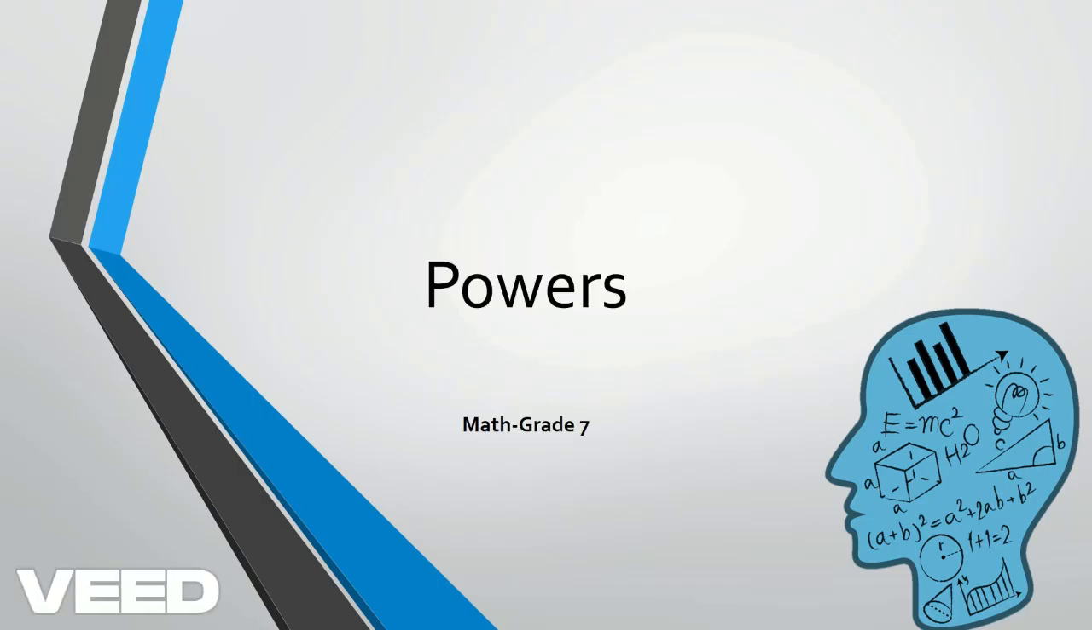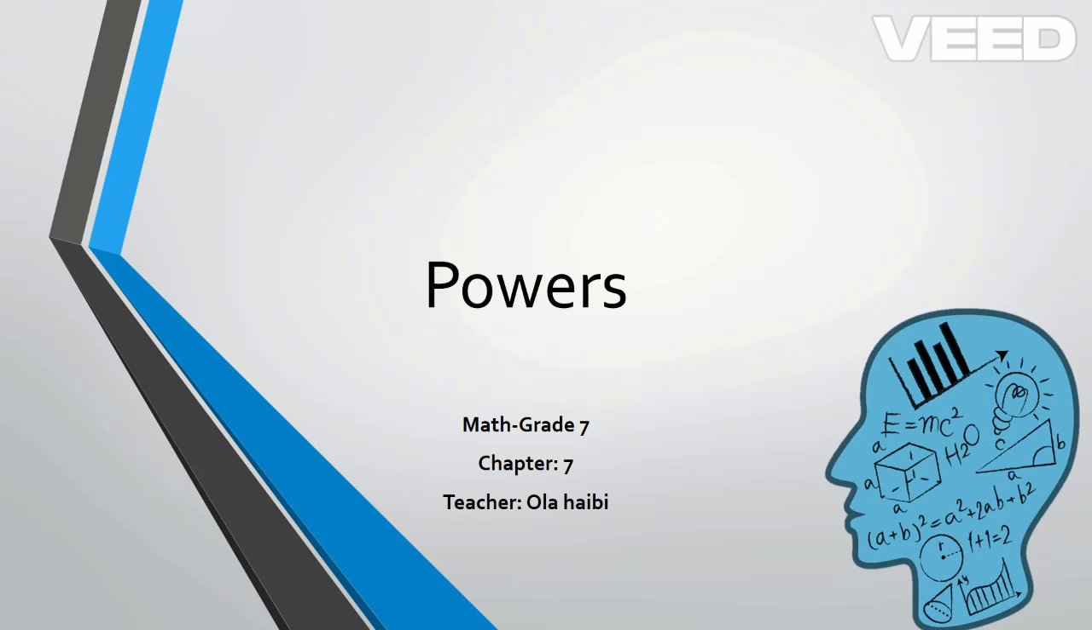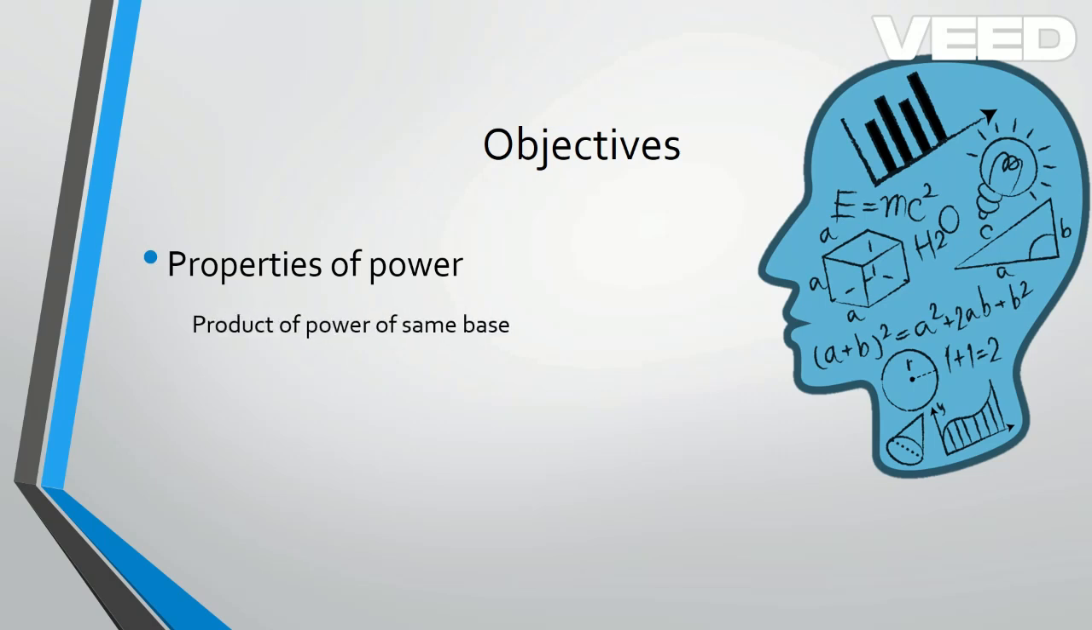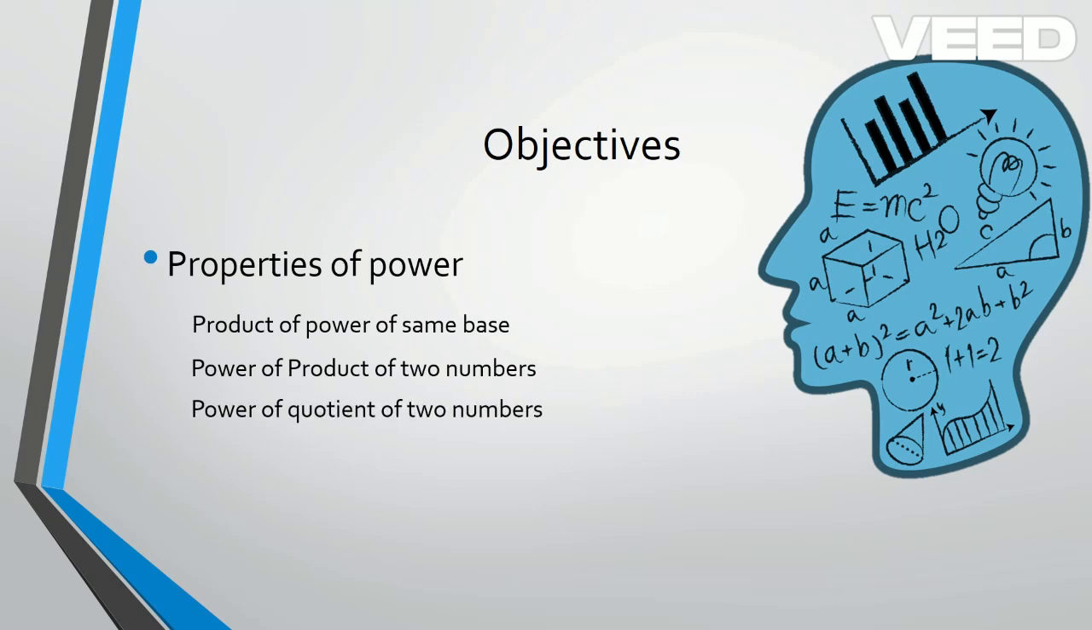Hello grade 7. In this video, we will explain chapter 7 in math, which is powers. Objectives. By the end of this video, you will be able to simplify expressions by using properties of power, which include product of power of same base, power of product of two numbers, power of quotient of two numbers, power of a power.